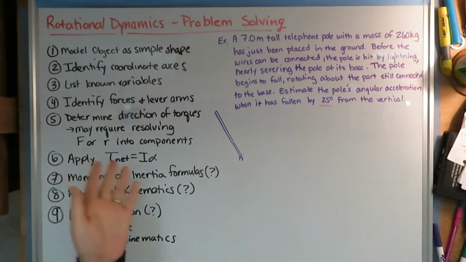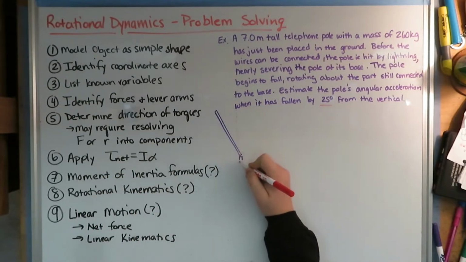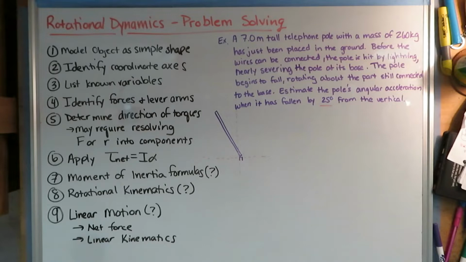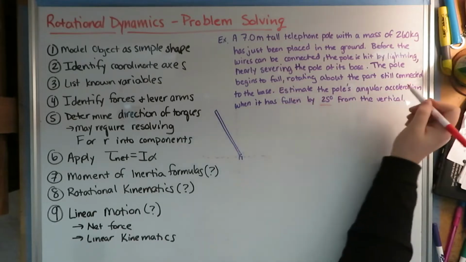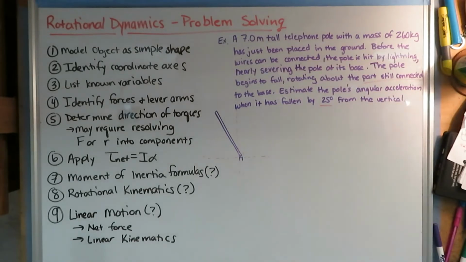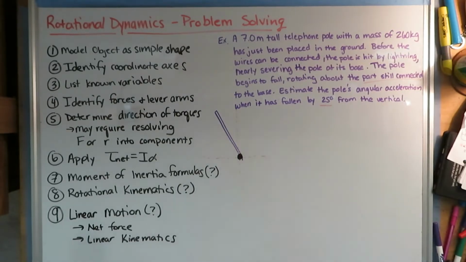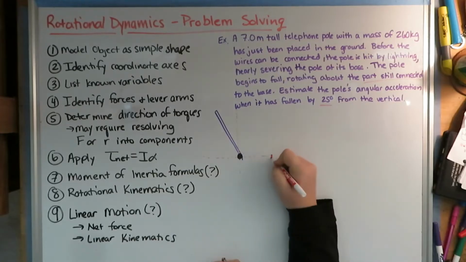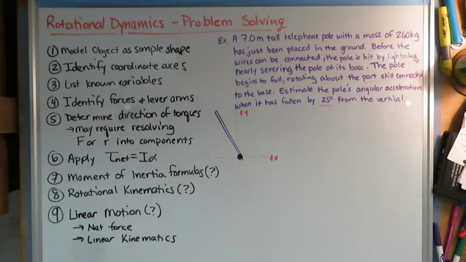As I go to identify my coordinate axes, the first thing I realize is that the vertical is important, so I should draw that in here. I've also got a horizontal. I don't know if that'll be needed, but I'm going to define my coordinate axes here. It wants the axis of rotation to be about the part still connected to the base, so I'm going to make the axis of rotation this point right here where it is still in contact. So I've set up a coordinate system there. If I wanted to, I could define the positive X direction and the positive Y direction, if that was of use.